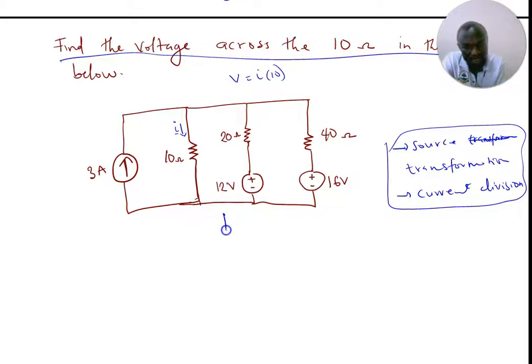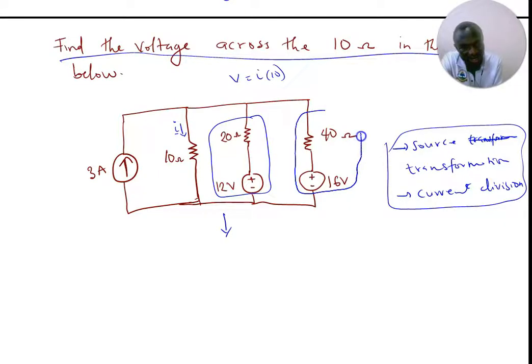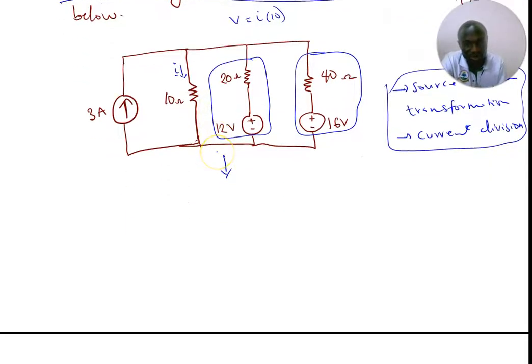So how do you do this? I'm going to convert this one to a current source, which is parallel to a resistor. So I'm going to convert these two sources. And how do I do that? Let's see. So the new circuit is going to be something like this. I have my 3 amps here, then I have my 10 ohm resistor.